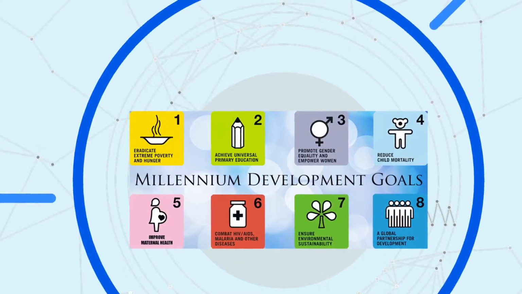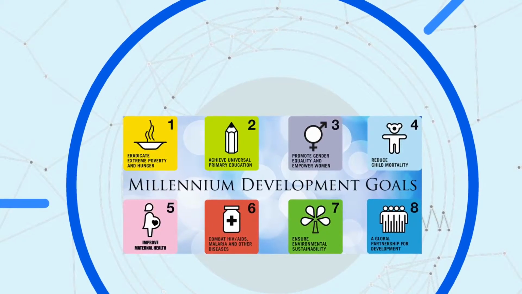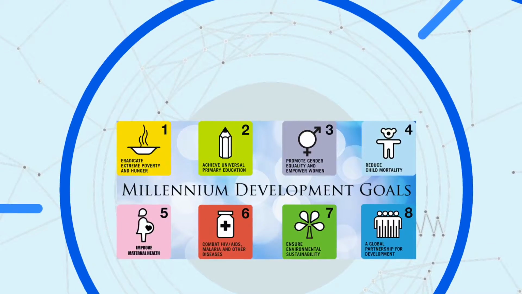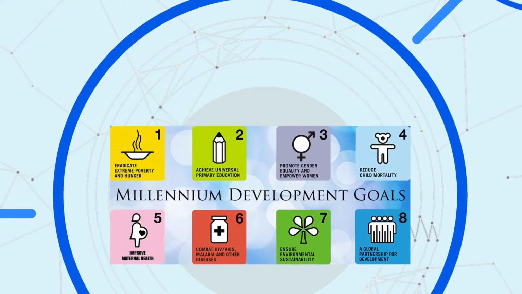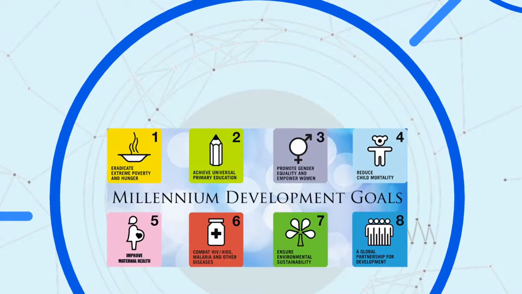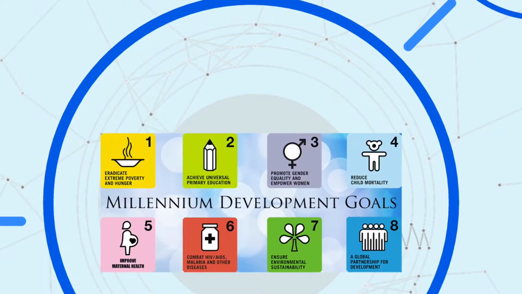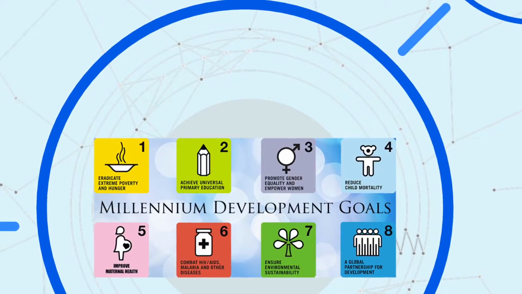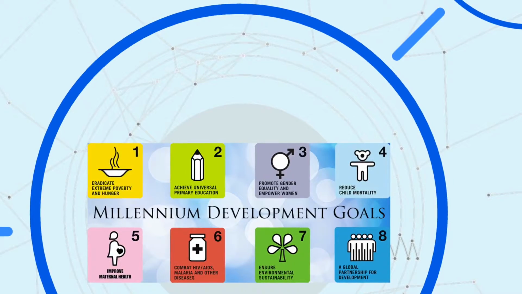First of all, let's remember the 7 main ideas of UN's Millennium Development Goals. These are: first, to eradicate extreme poverty and hunger; secondly, achieve universal primary education; also, promote gender equality and empower women; additionally, reduce child mortality; then, improve maternal health; moreover, combat HIV/AIDS, malaria, and other diseases; next, ensure environmental sustainability; and lastly, a global partnership for development.